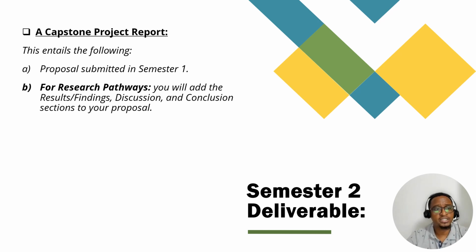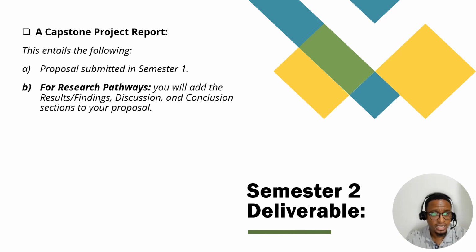For those taking the research pathways, in the proposal you will now add the results of findings sections. You will discuss the findings and make conclusions out of them. In other terms, you will now have chapter 4 and chapter 5 bundled together with your proposal, which had gone till chapter 3, and have a full capstone project report which you will submit.